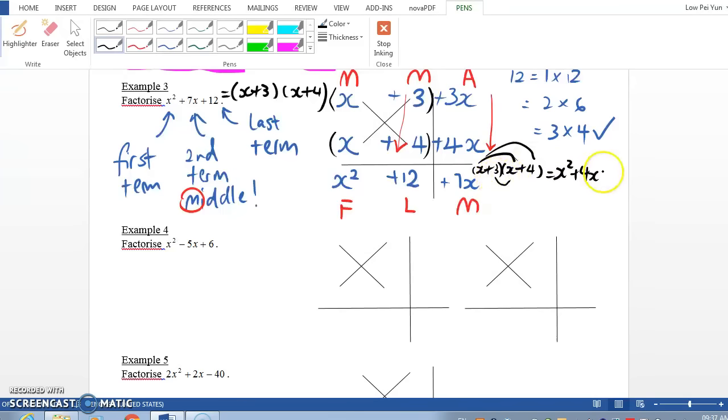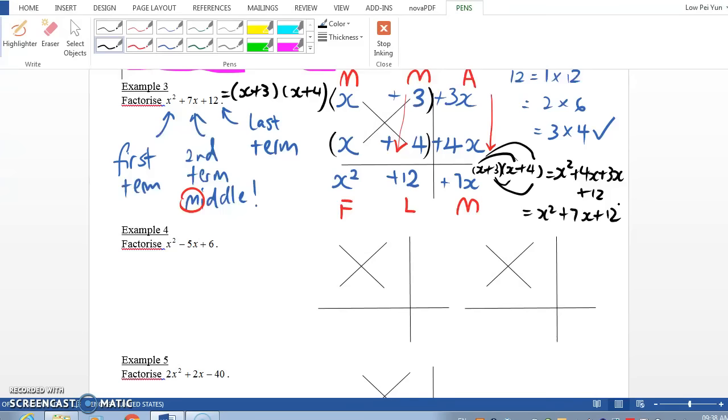3 times x plus 3x. No space, never mind. Plus 12. And get x squared plus 7x plus 12. Alright. Okay, now let me quickly go on to the next example.